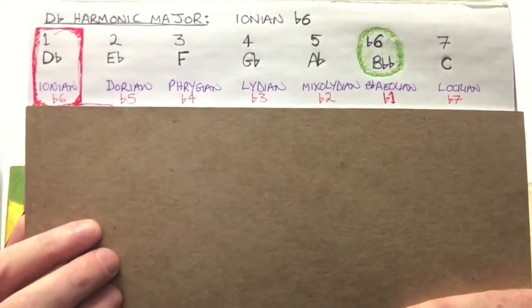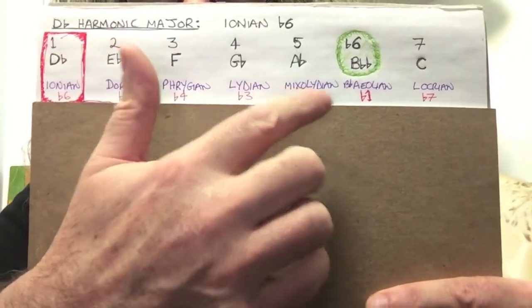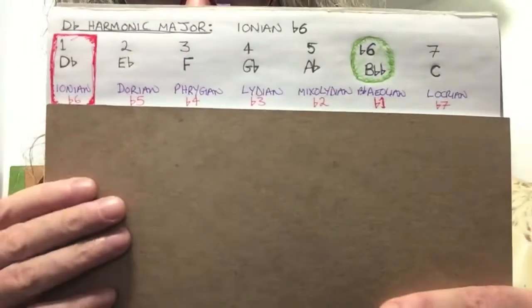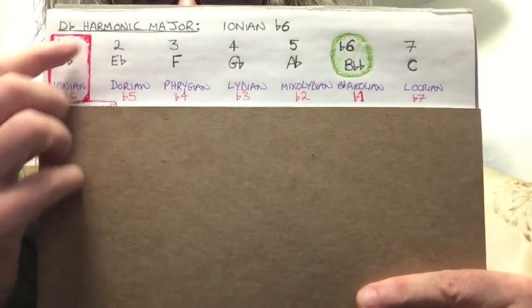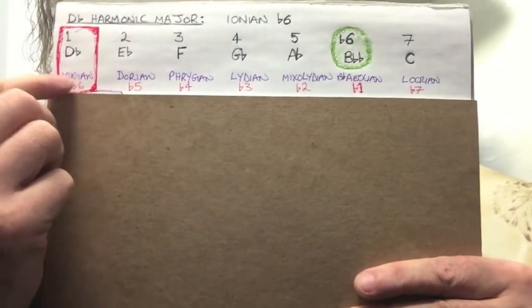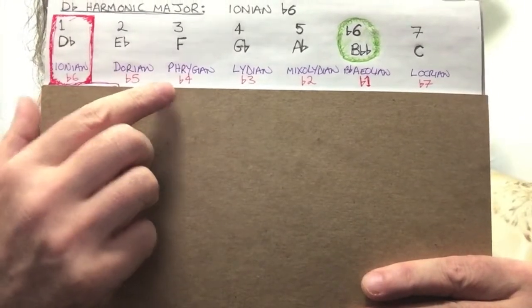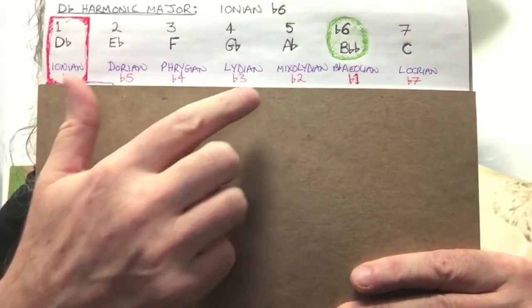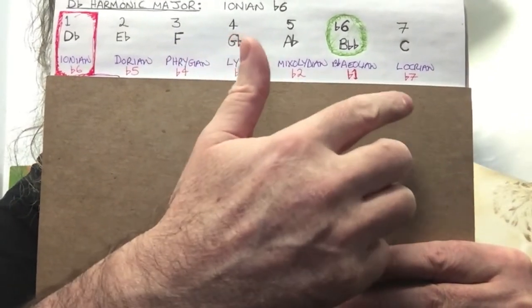The next line I've filled in is all the modes: Ionian, Dorian, Phrygian, Lydian, Mixolydian, Aeolian and Locrian. But also underneath that is the modifications. This is obviously D harmonic major, which has got a flat 6. So it's an Ionian flat 6, makes it a Dorian flat 5, Phrygian flat 4, Lydian flat 3, Mixolydian flat 2, Aeolian flat 1, and a Locrian flat 7.